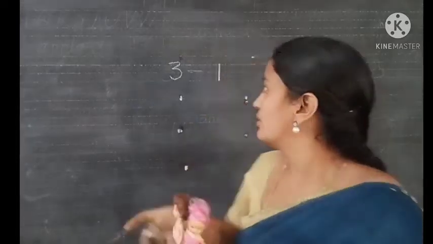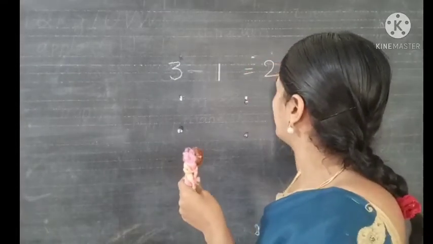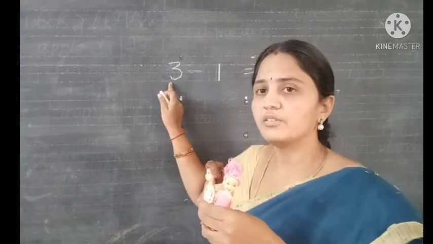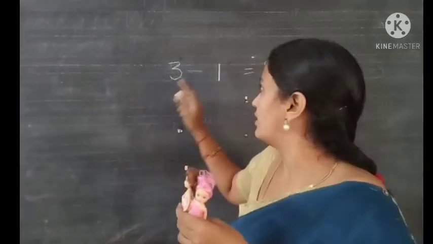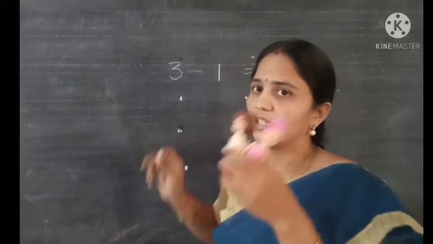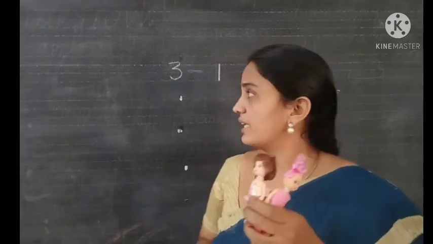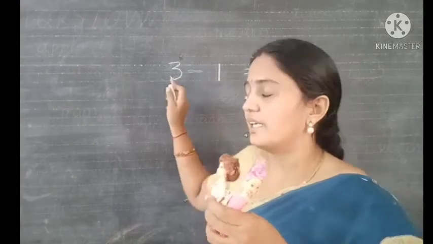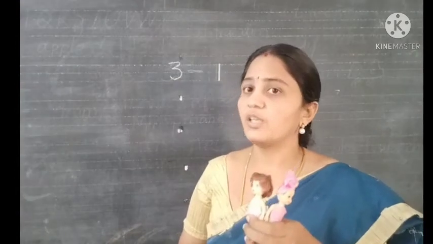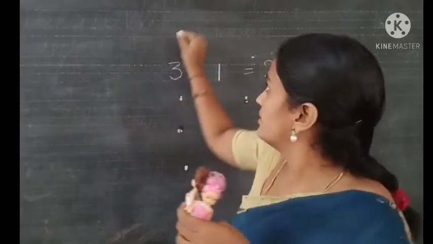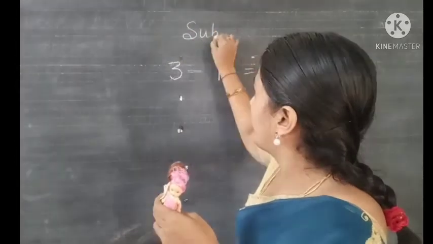So, I have 2 dolls. First, I have 3 dolls. I gave one doll to my sister. Now, I am having 2 dolls. So, I am subtracting 1 from 3. This process is called subtraction. What is that? Subtraction.